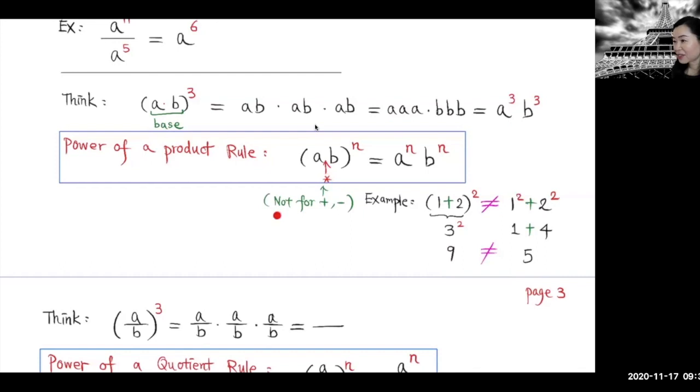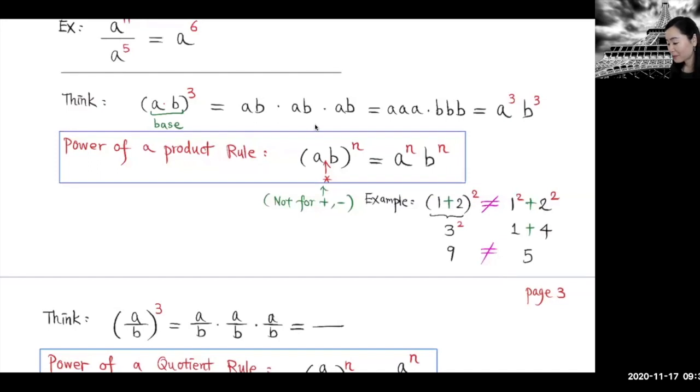Now notice this is not for addition or subtraction. If it is addition in between them, then you cannot just apply the power to each term. This is not equal to this. In the past, I had students make this mistake, and I had to give them an example with money. For example, $1 plus $2, raised to the second power, is it $1 squared plus $2 squared?